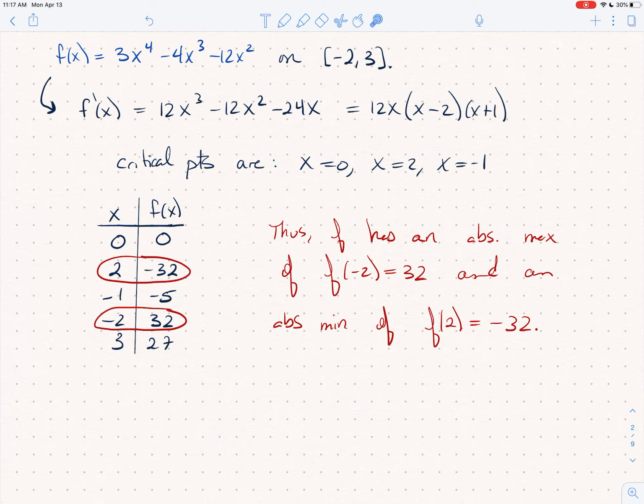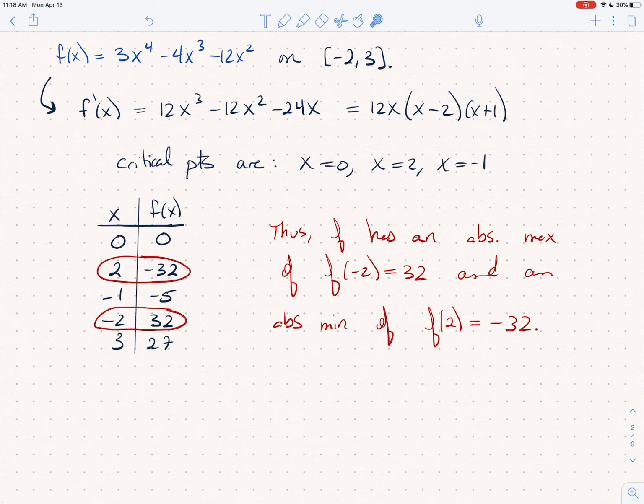Couple of comments. I could have said absolute max of 32 at x equals negative 2, but I said all of that with a lot less writing by saying it this way. There's the x value, there's the y value, x value, y value. Just to be clear, I got 32 as the max because it is the largest number on this little table. And I got negative 32 as the absolute min because it's the smallest number on this little table.